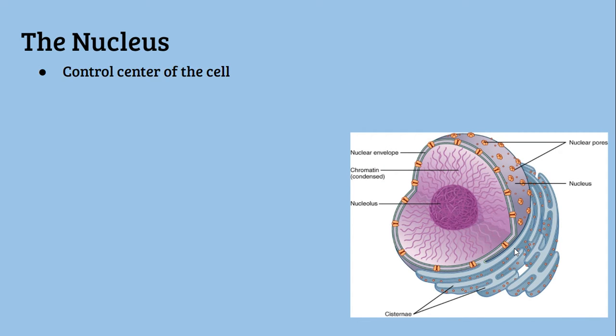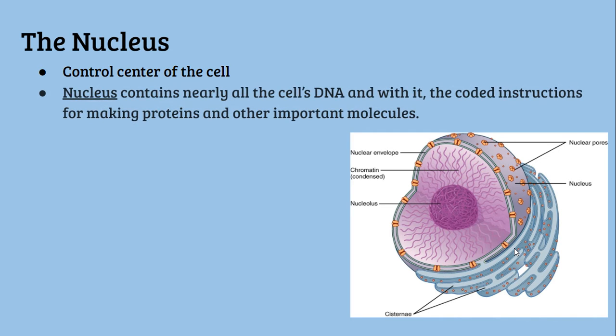One of the really important organelles found in eukaryotes is the nucleus, and this is the control center of the cell. The nucleus contains nearly all of the cell's DNA, and we know it's DNA that holds the coded instructions for making all the proteins and any other important molecule found for the cell.